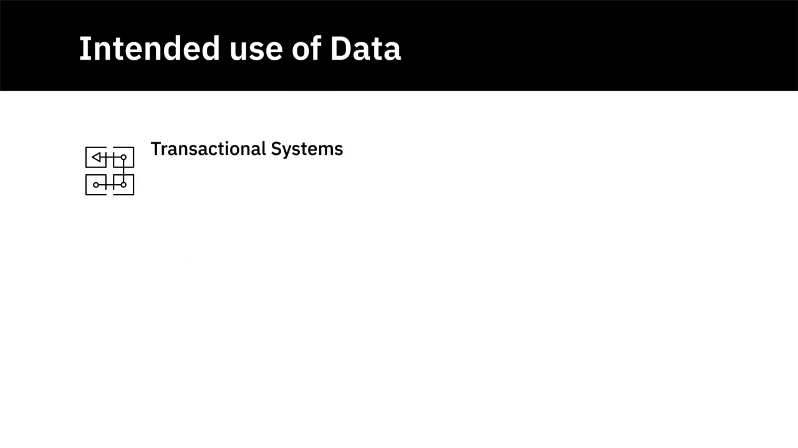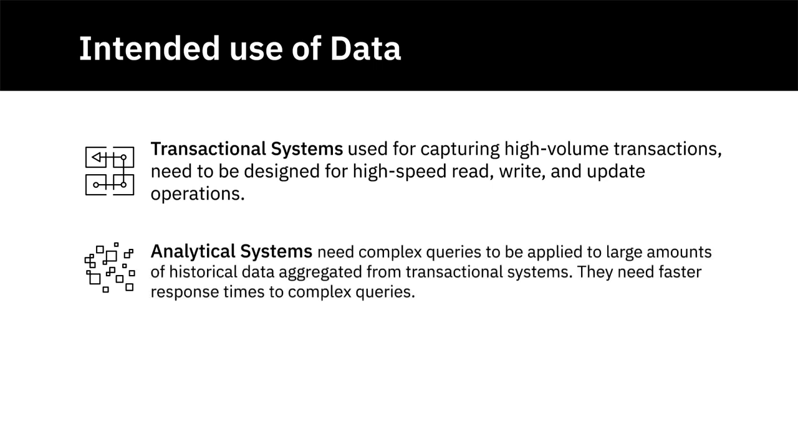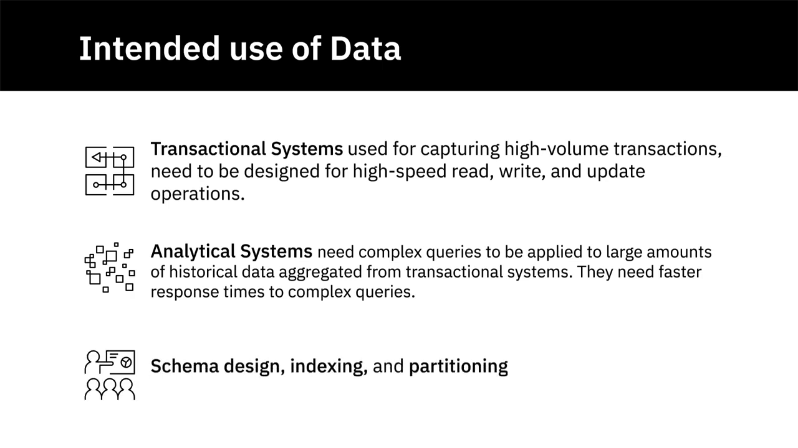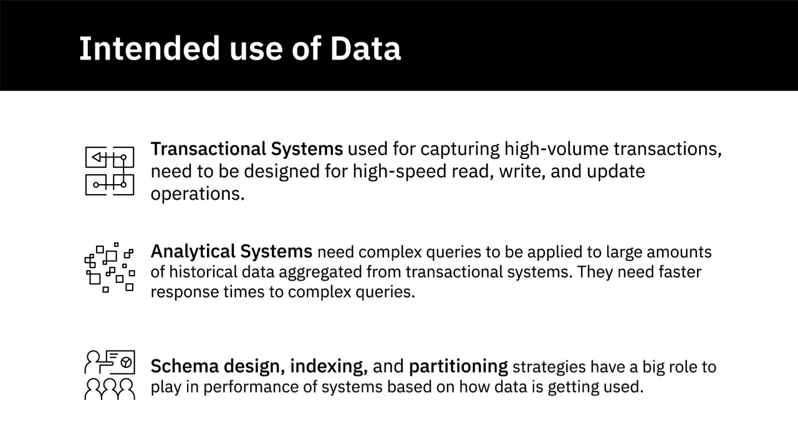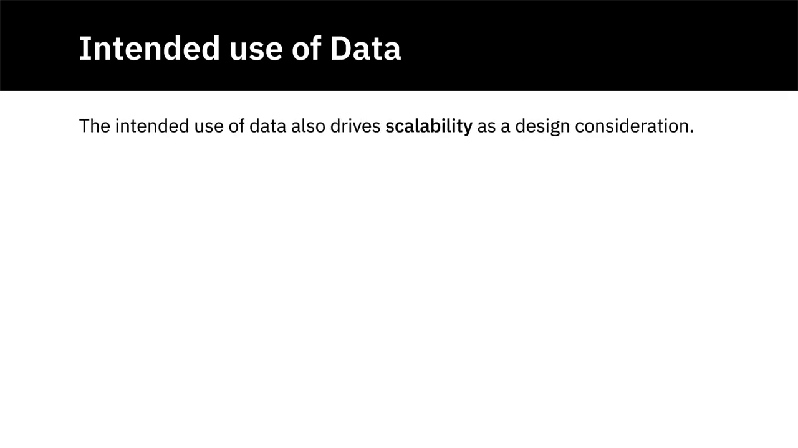Transactional systems, that is, systems used for capturing high-volume transactions, need to be designed for high-speed read, write, and update operations. Analytical systems, on the other hand, need complex queries to be applied to large amounts of historical data aggregated from transactional systems. They need faster response times to complex queries. Schema design, indexing, and partitioning strategies have a big role to play in performances of systems based on how data is getting used. The intended use of data also drives scalability as a design consideration.